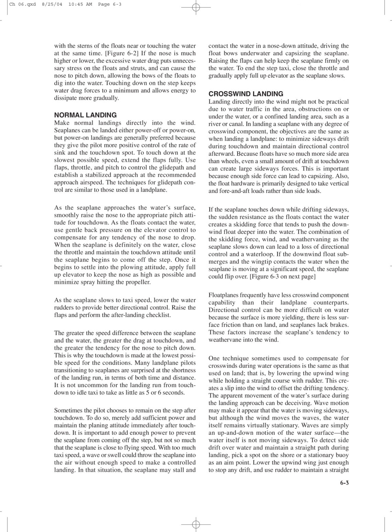If the seaplane touches down while drifting sideways, the sudden resistance as the floats contact the water creates a skidding force that tends to push the downwind float deeper into the water. The combination of the skidding force, wind, and weather vaning as the seaplane slows down can lead to a loss of directional control and a water loop. If the downwind float submerges and the wingtip contacts the water when the seaplane is moving at a significant speed, the seaplane could flip over.